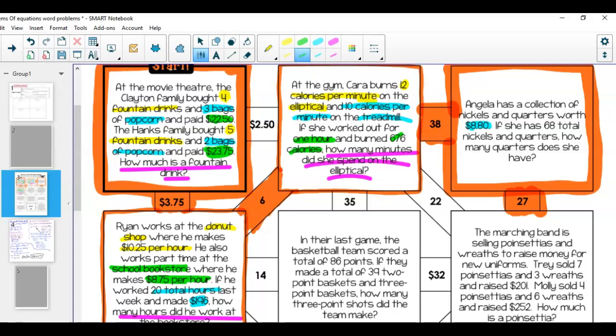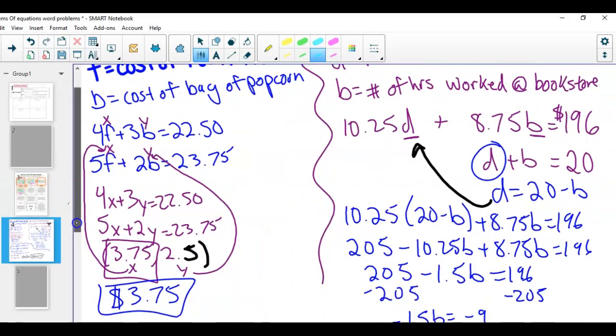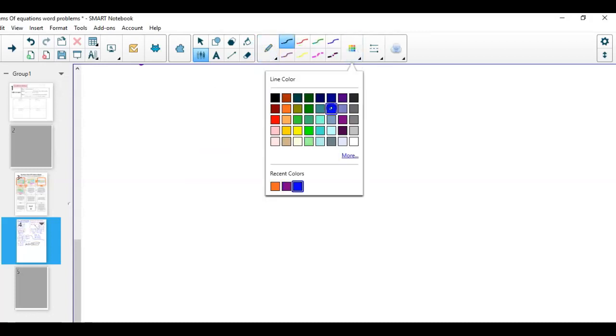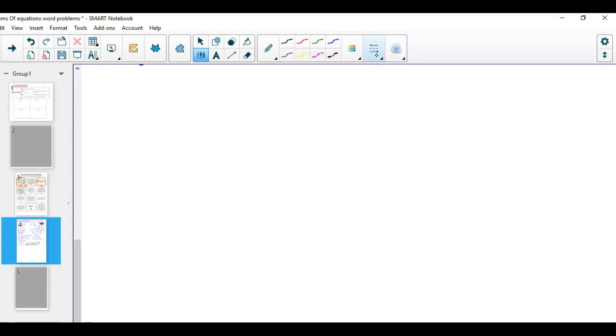This telling you that it's nickels and quarters is important. It also tells you that she has 68 coins total of nickels and quarters. And then it's asking how many quarters does she have altogether. So the number of both is what we don't know, because what we do know is how much a nickel is worth and how much a quarter is worth. So I can say Q is the number of quarters and N is the number of nickels.